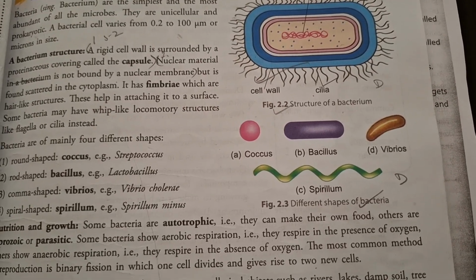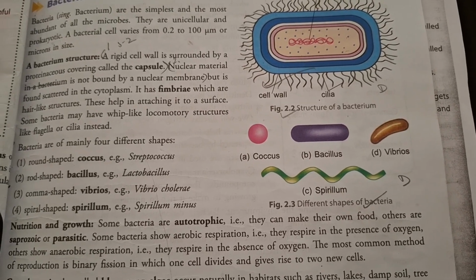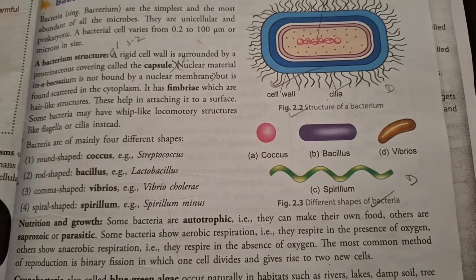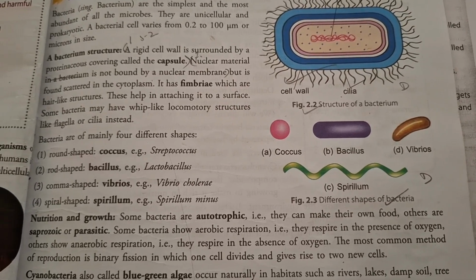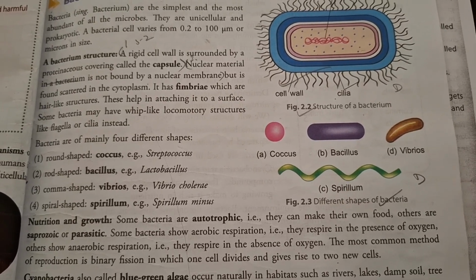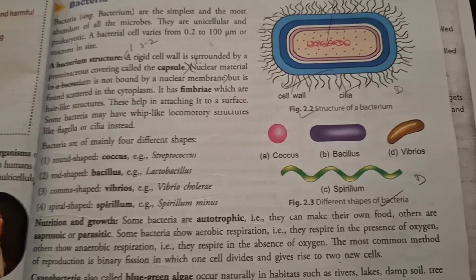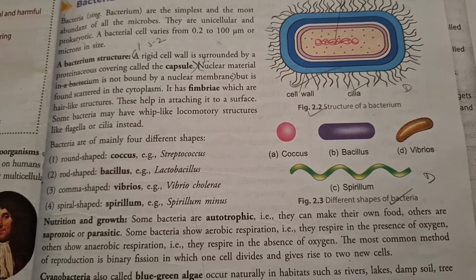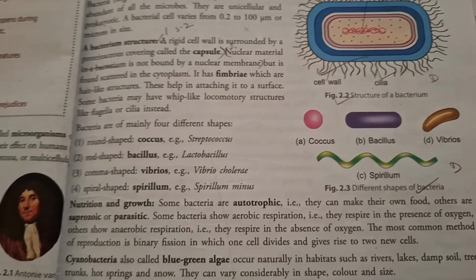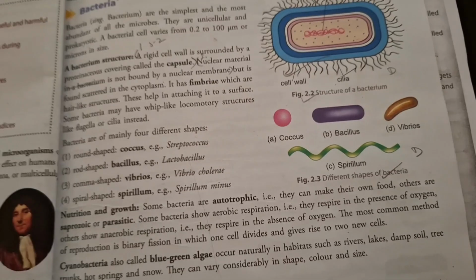Now the nutrition and growth of bacteria. Some bacteria are autotrophic, that is, they can make their own food. Others are saprozoic and parasitic. Some bacteria show aerobic respiration, that is, they respire in the presence of oxygen. Others show anaerobic respiration, that is, they respire in the absence of oxygen. The most common method of reproduction is binary fission, in which one cell divides and gives rise to new cells.